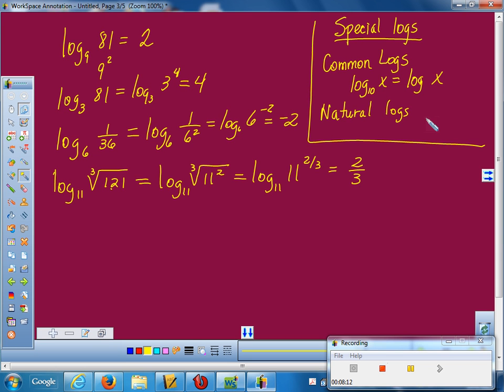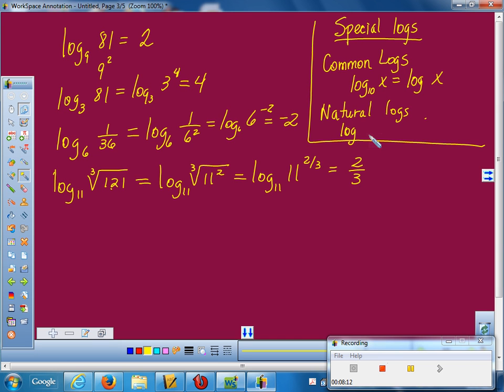Your log key on your calculator is base 10. That's what it's doing. Does this one do it automatically, or do you have to set it? No. Okay.